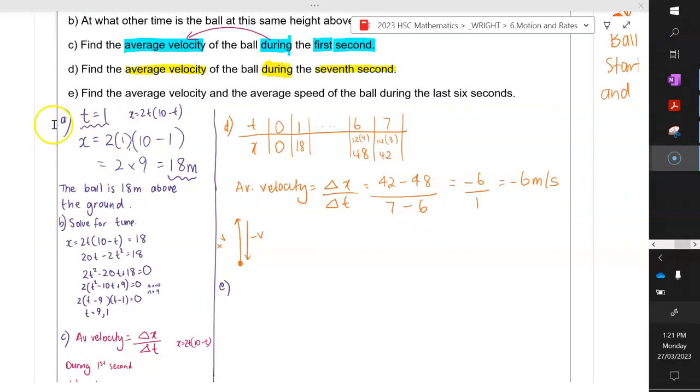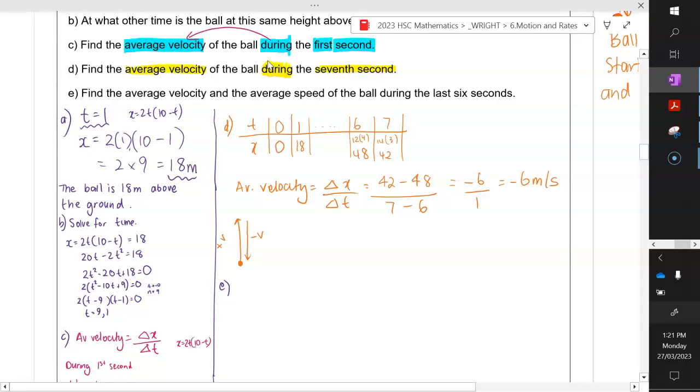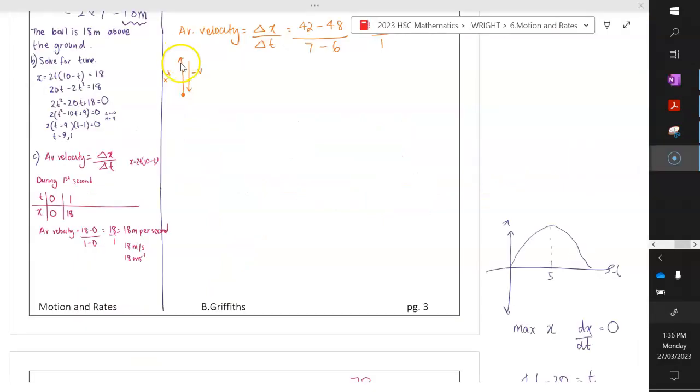Okay, part E says we want to find the average velocity again and the average speed of the ball during the last 6 seconds. So we need to think about what that means there. We might highlight that again. So we're going to have average velocity again and average speed this time. And this time it's during, not the 1st second or the 7th, but the last 6 seconds. So we need to think.